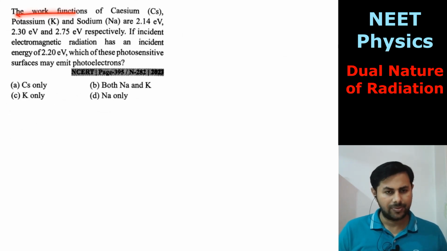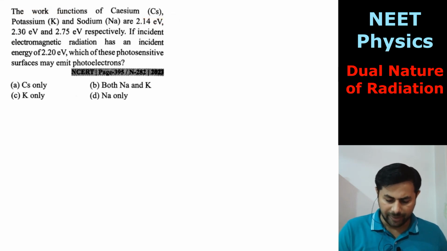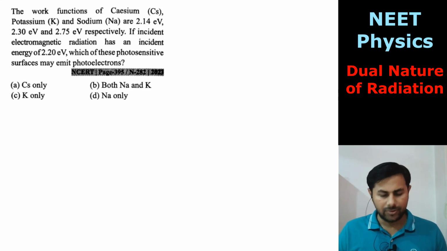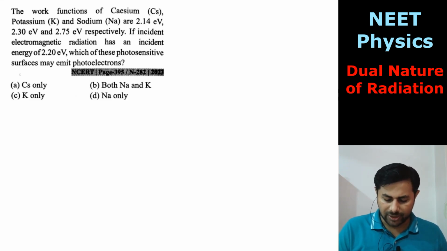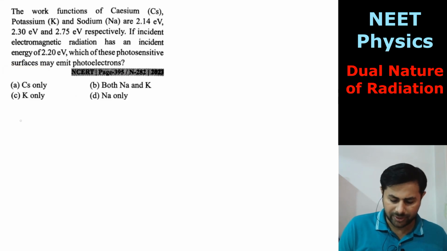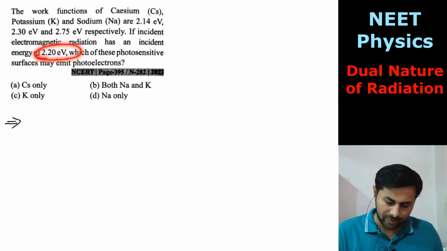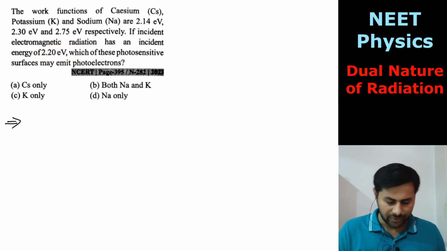The work function of cesium, Cs for cesium, potassium and sodium are 2.14 electron volt, 2.30 electron volt and 2.75 electron volts respectively. If incident electromagnetic radiation has an incident energy of 2.20 electron volt, which of the photosensitive surfaces may emit photoelectrons? Tell me. Yeah, it's option A, cesium only. So what is the energy of the radiation? 2.20 electron volt. Okay, that's good.